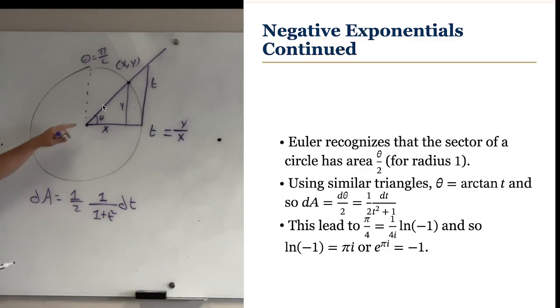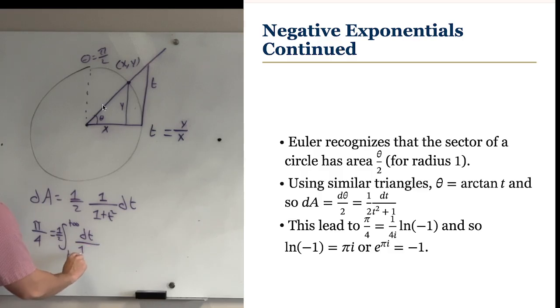And then, the area of this segment of the circle from 0 to pi over 2, well, it's a circle of radius 1. So I know it's a quarter of the circle, so it's going to be pi over 4. It is going to be the integral from t equals 0 to infinity of 1/2 dt over 1 plus t squared.